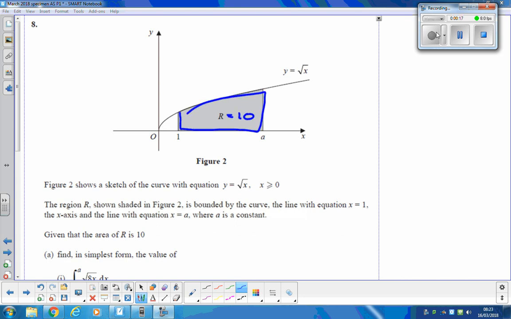And you've got to figure out that really what this is, it's the area under the curve. So this bit here is the integral from 1 to a of the square root of x dx. And that is 10. The question for part A says, what about the square root of 8x?